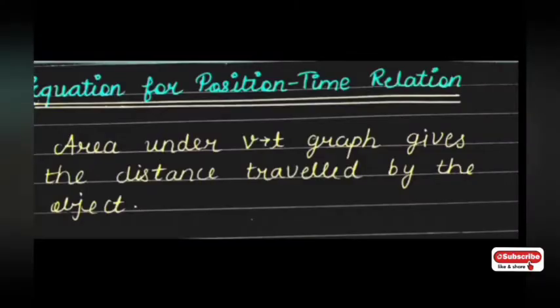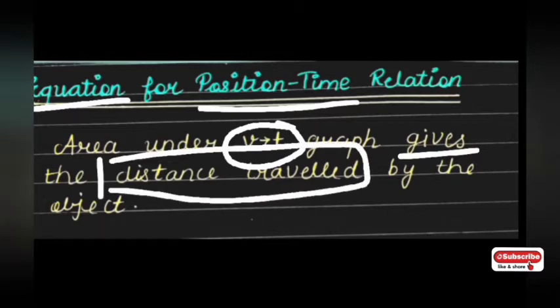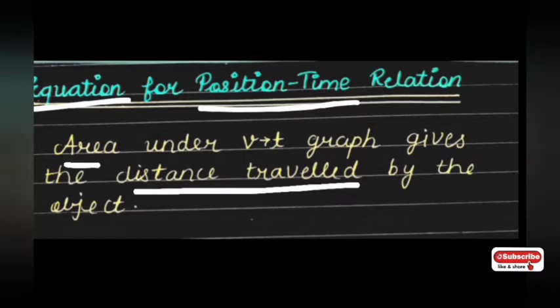Now the next equation is the second equation, that is s is equal to ut plus half at square. That is the equation for the position time relation. The most important thing before deriving, you must know what the area under the VT graph, VT is velocity time graph, gives. It gives the distance traveled by the object. You know that the slope of the VT graph is the acceleration, but the area under the VT graph is the distance traveled by the object.